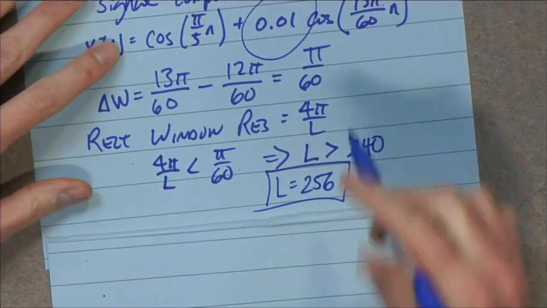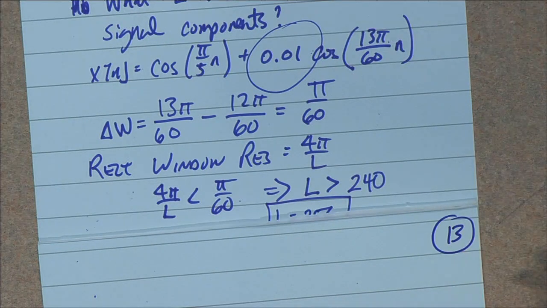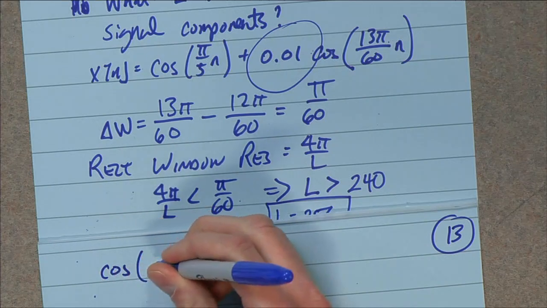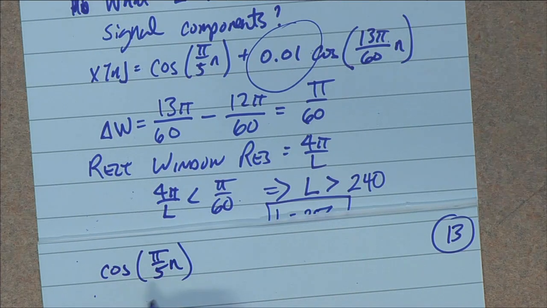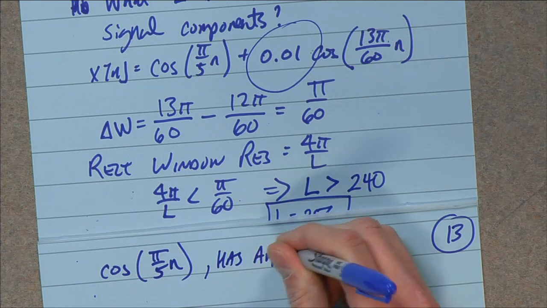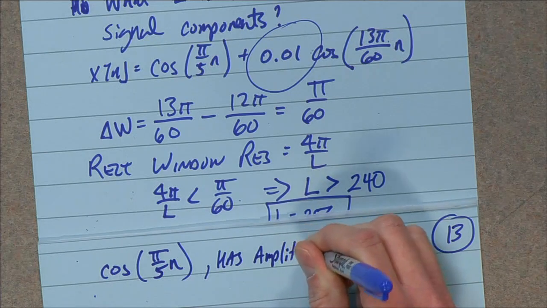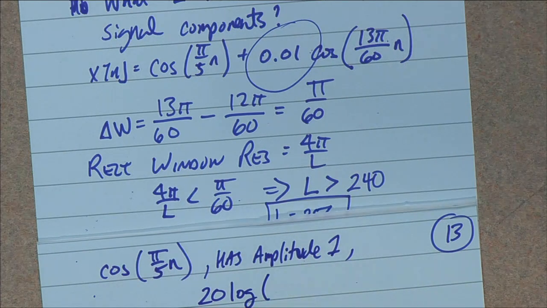So is this even in fact resolvable? That's the next question, because we didn't even consider the side lobes. So let's talk it through. This signal has amplitude 1. There's no coefficient in front of it. So let's convert that to dB in power. It's 20 log of 1, which is 0 dB.